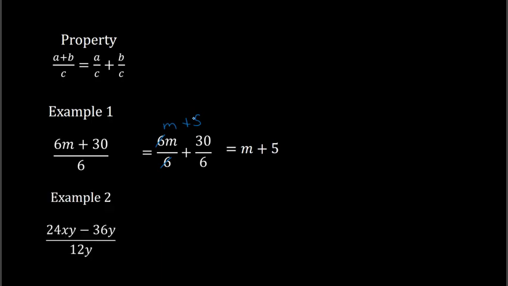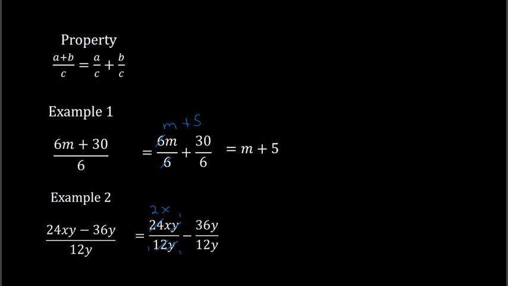Okay, another example. Here we have 24xy minus 36y over 12y. I can think of this as two separate fractions, where I have 24xy over 12y minus 36y over 12y. So what this allows me to do is now I can simplify. So 24 divided by 12 would give me 2 over 1, and then the y's would cancel. We have y divided by y, which would give me 1 over 1. Then I have the x right here as well. So on the top, I have 2x. On the bottom, I have 1, which doesn't matter.